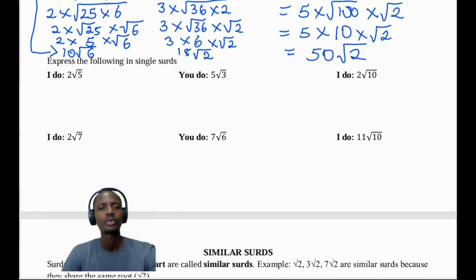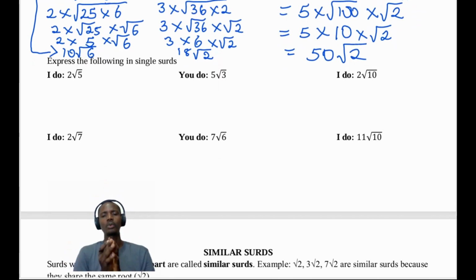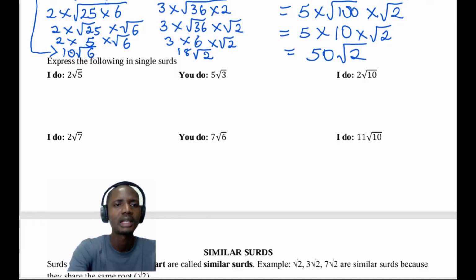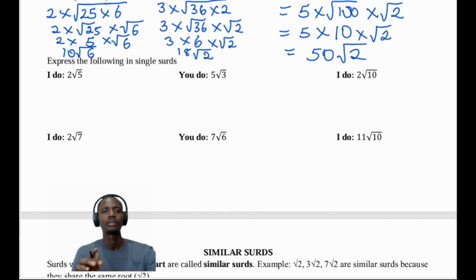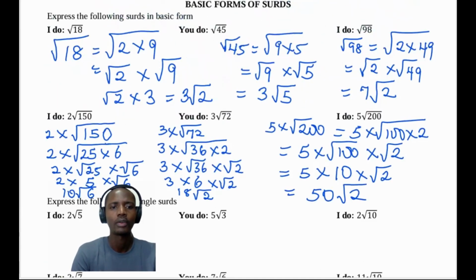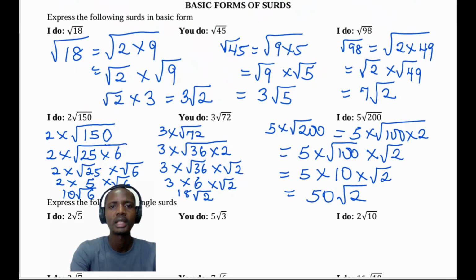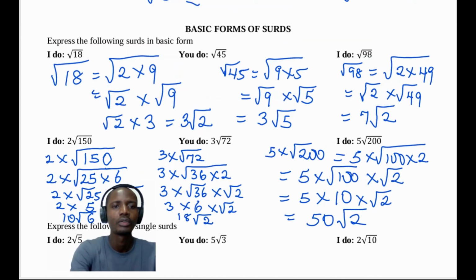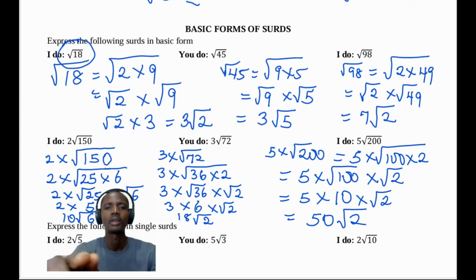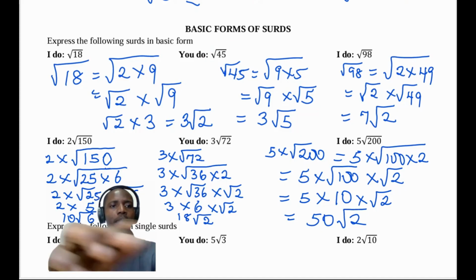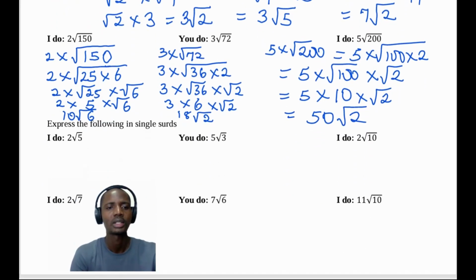What if we need to express surds in their single form? What do I mean by that? That's the next thing we'll be looking at. If I need to express surds in the single form, we have something like this. Root 18 is in its single form, right? Root 45, so is it in its single form or complex form, actually? So back to this, how do I do that?